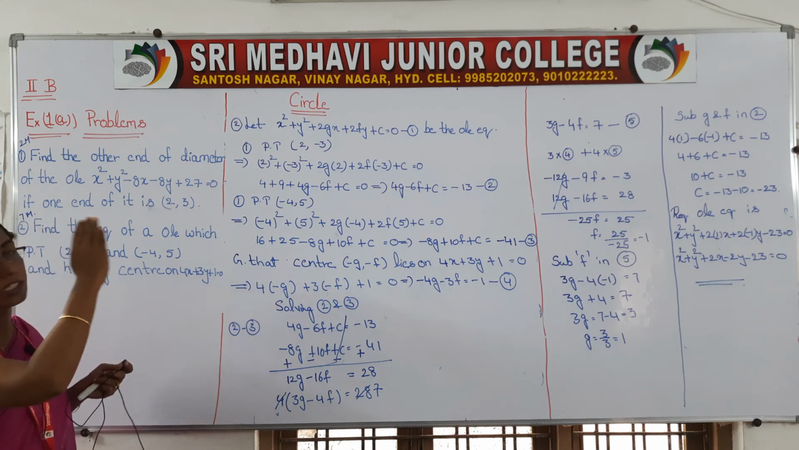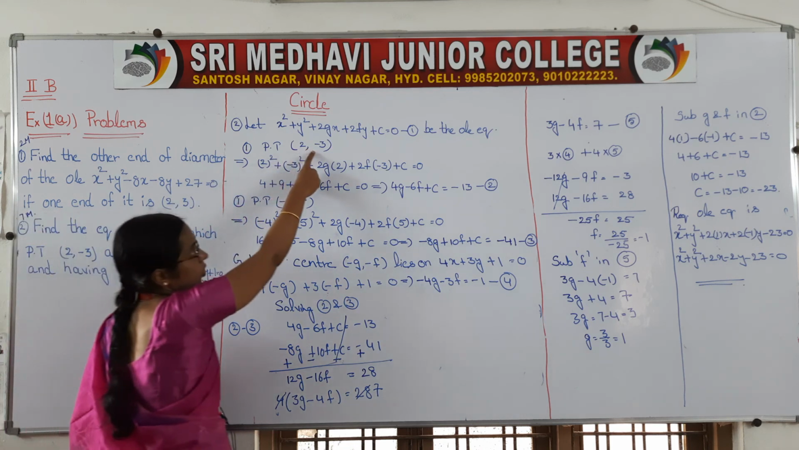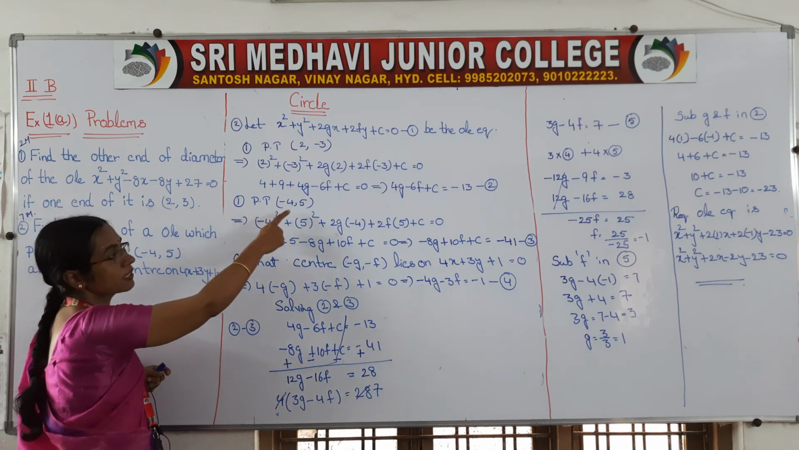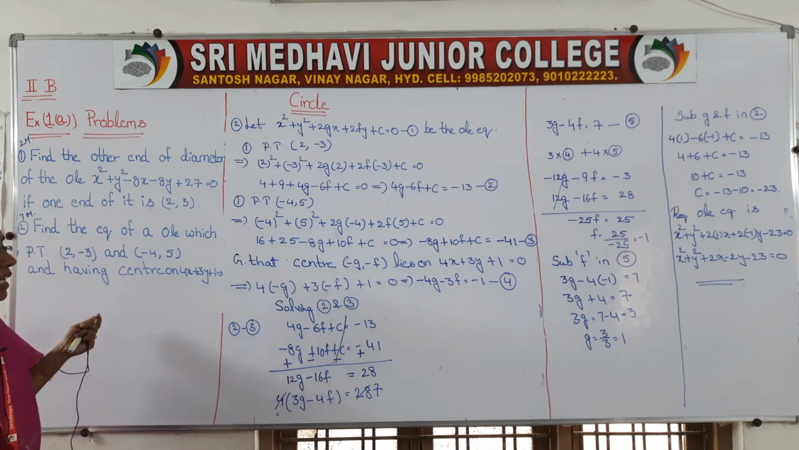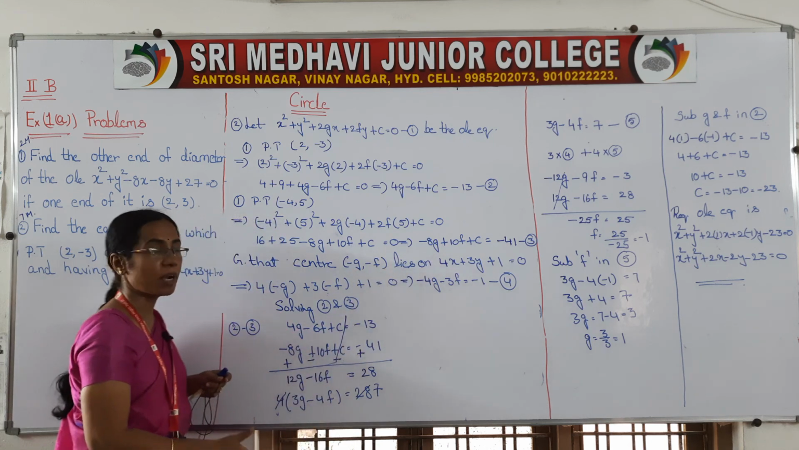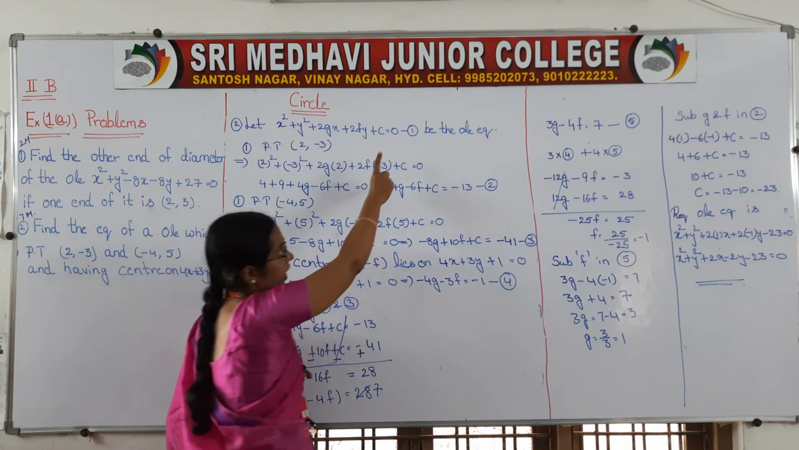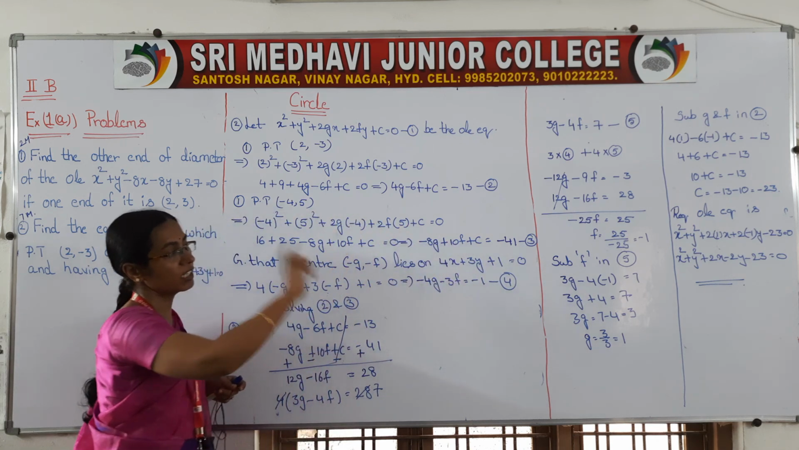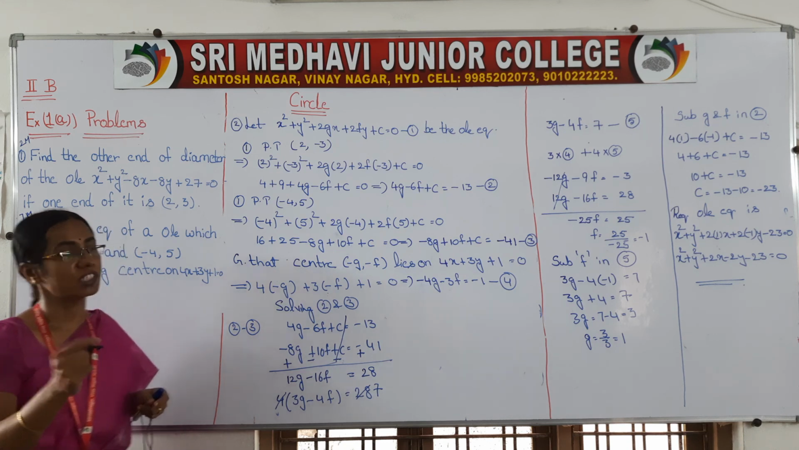So first you take the general circle equation. It passes through this point, substitute, you will get one equation. Next it passes through the second point, substitute, you will get another equation. Next, given that the center lies on this line, the center is minus g, minus f, so substitute, you will get your third equation. Actually we have taken this as the first equation. Totally, with the information we got 3 equations. By solving these 3 equations we have to get the G, F, C values.